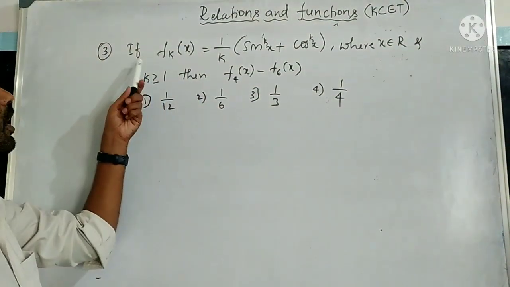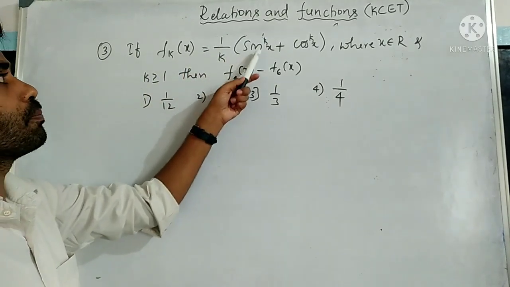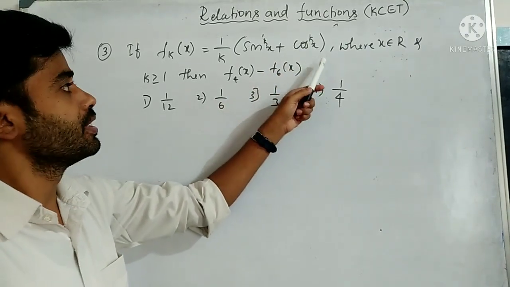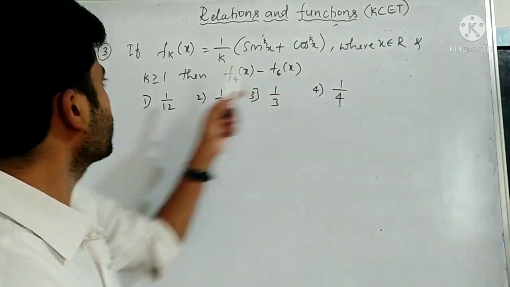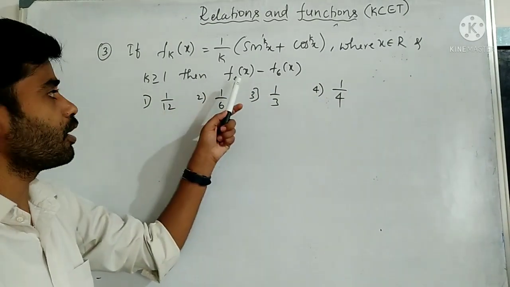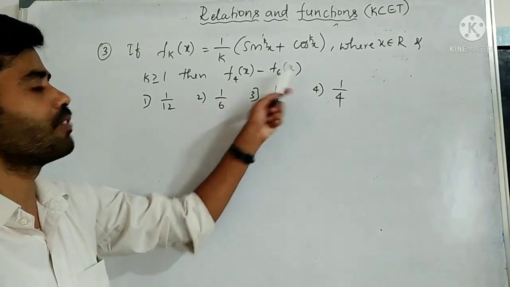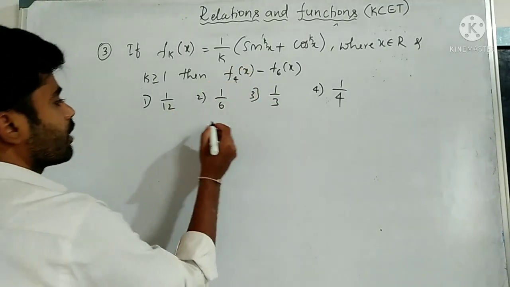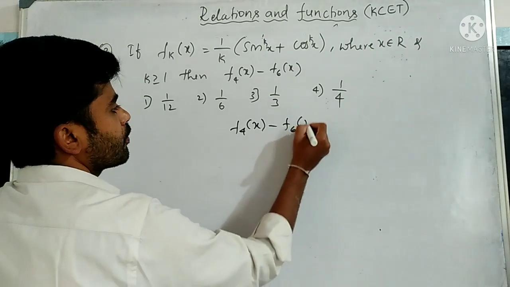Next one. F k of x is equal to 1 by k of sin power k x plus cos power k x, where x lies in the real numbers and k must be greater than or equal to 1. Then what is the value of f4 of x minus f6 of x? What is the value of this one? Now first I will find f4 of x minus f6 of x.